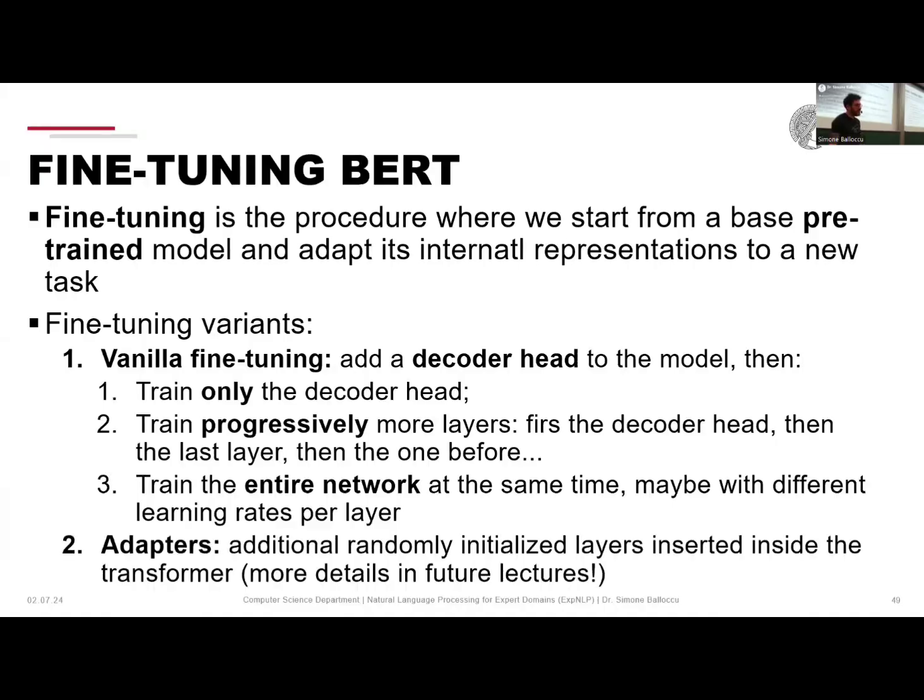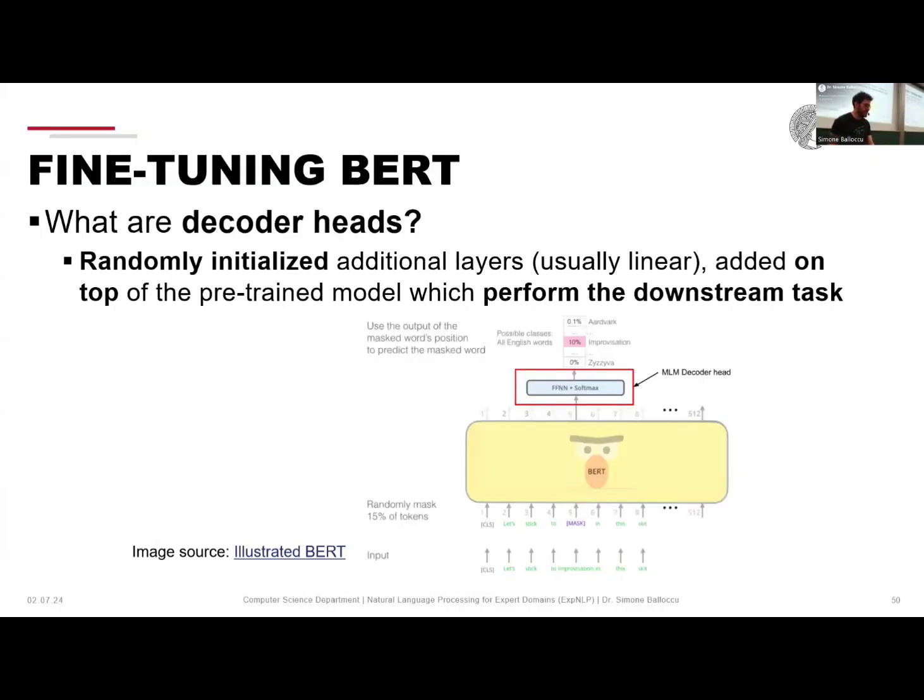The alternative is adapters, where you add randomly initialized layers inside BERT, but you'll see that in a future lecture. We'll actually cover the adapters later. But what are decoder heads? They're basically randomly initialized layers, which are usually linear layers, which we add on top of the pre-trained model that then perform the downstream tasks.